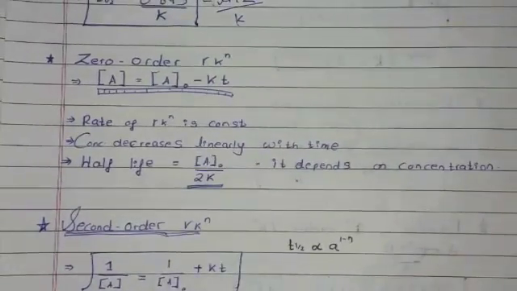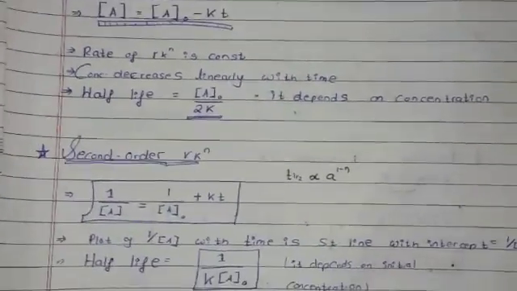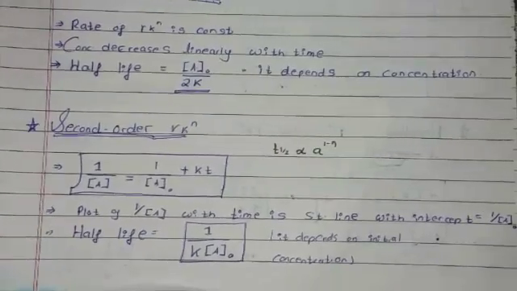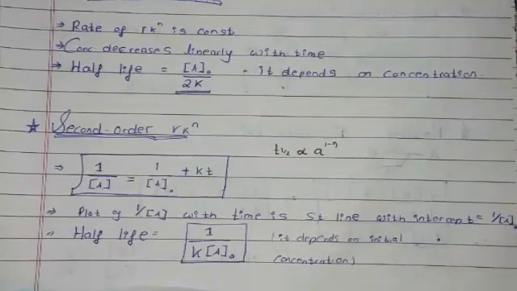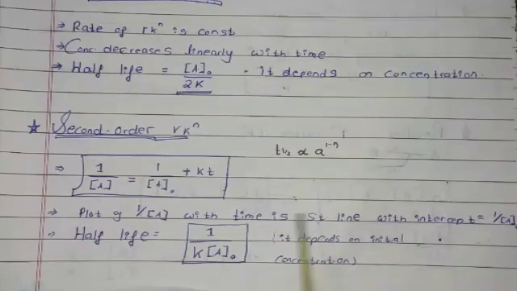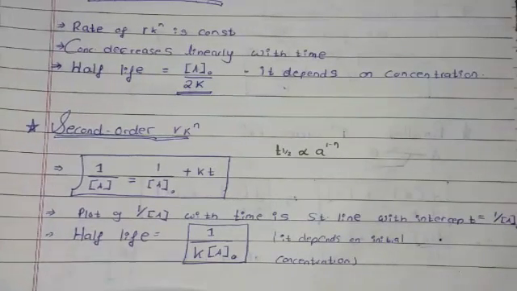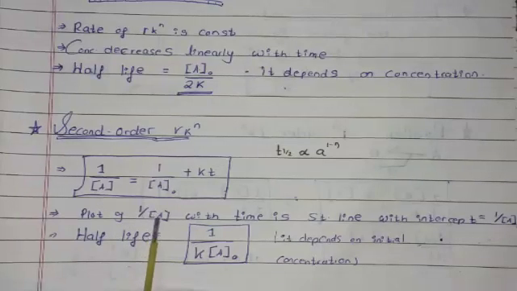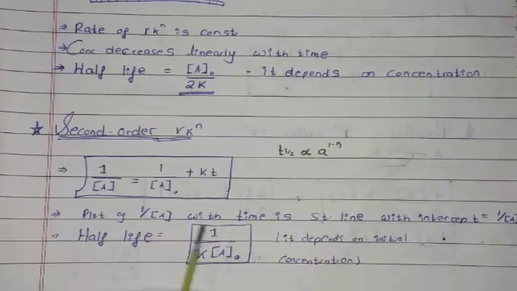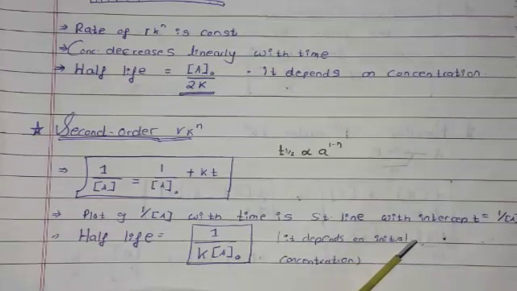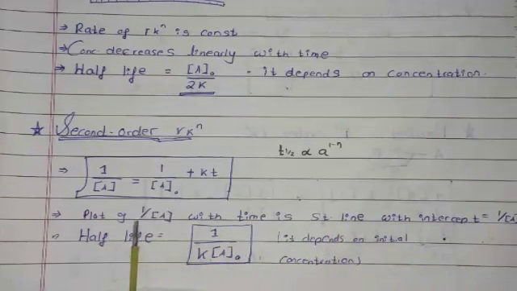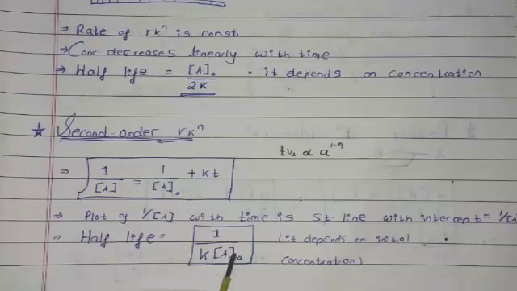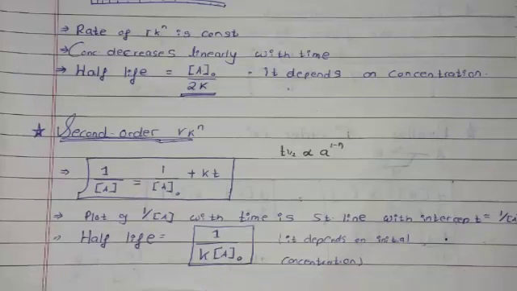And now the second order reaction. 1 upon concentration of A equals 1 upon A naught plus kt. The plot of 1 upon concentration of A against time is a straight line. This is a graphical way of determining the order. If the graph of 1 upon concentration of A with time is a straight line with intercept 1 upon concentration of A naught, then we can say it's a second order reaction, and half-life is 1 upon k times A naught, that is 1 upon rate constant into the initial concentration.